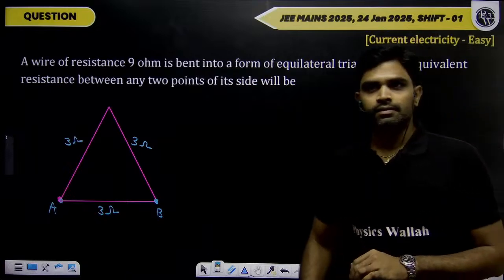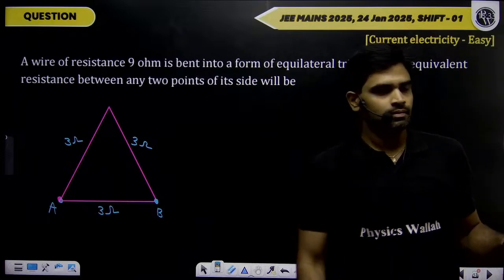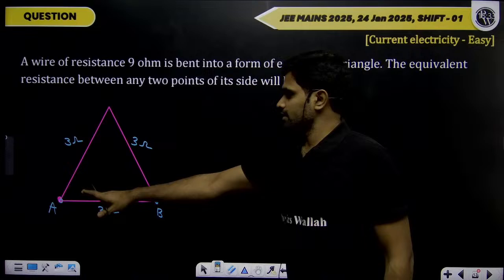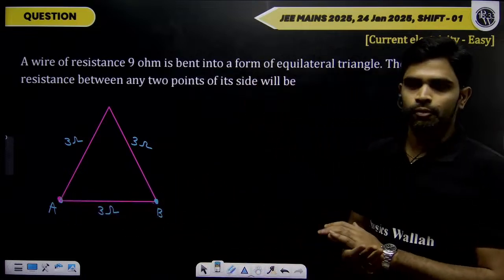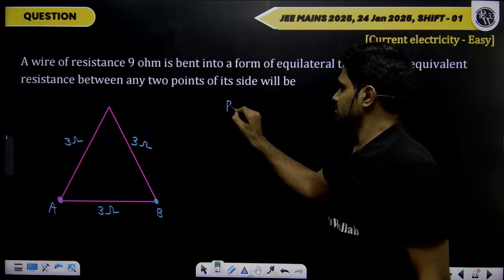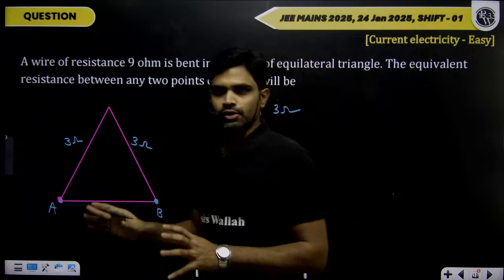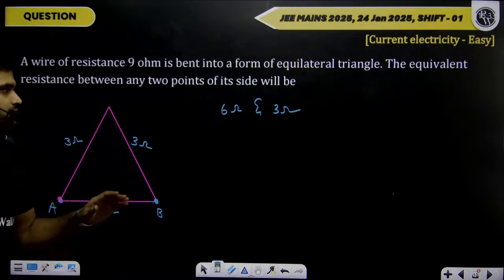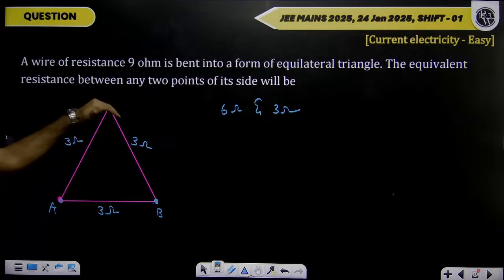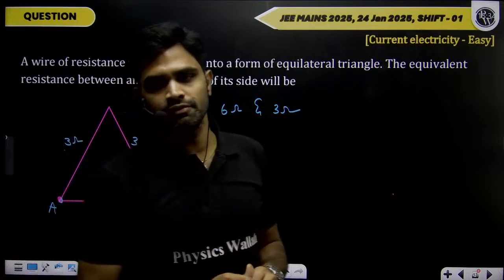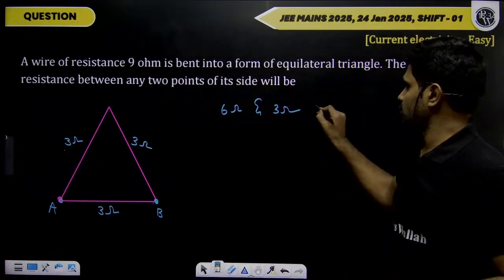They are asking the resistance between any 2 points. So it is parallel between 6 ohm and 3 ohm. Here many students confuse which is parallel and which is series. See, if current flow is same, that is series. So this 3 and 3 are in series. Whereas if end points are same, then they are parallel. So this 6 ohm and this 3 ohm are in parallel, because the end points are same, the potential difference will be same.